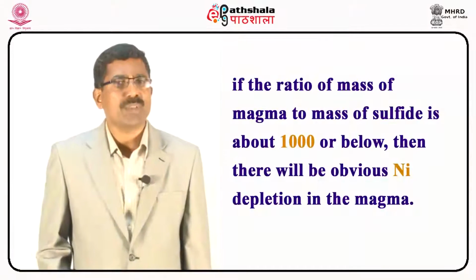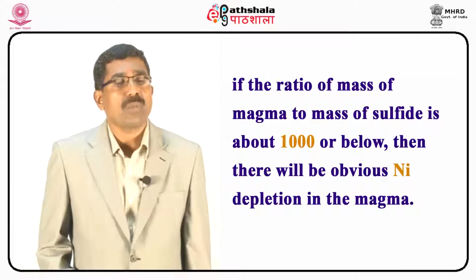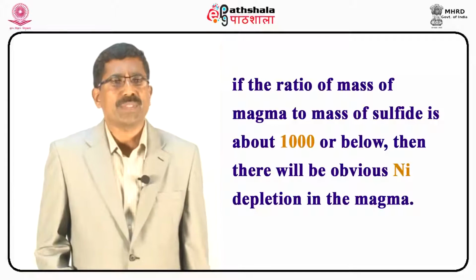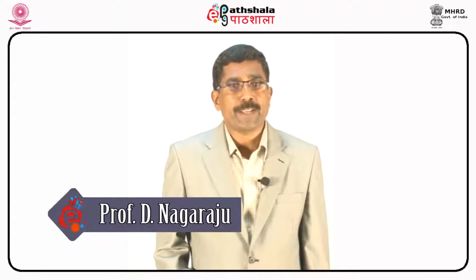If the proportion of sulfide formed is large, much of the available nickel in the magma is removed, and if the ratio of the mass of magma to mass of sulfide is about 1000 or below, then there will be obvious nickel depletion in the magma, and the consolidated silicate rocks will carry a geochemical mark that can be used both to identify favorable exploration targets and to give an indication of the tenor of nickel in the possible associated mineralizations.